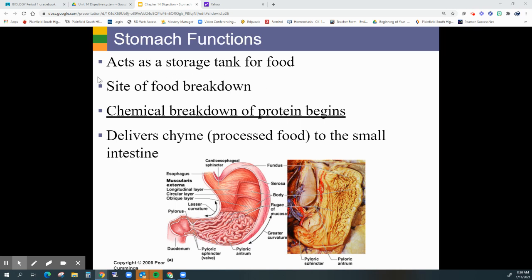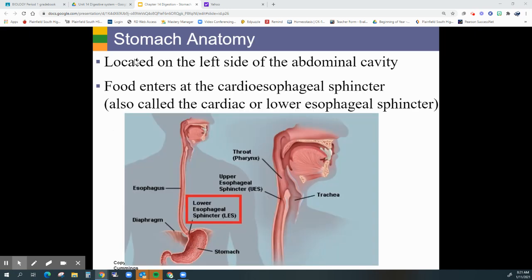And it's really for us to help break down this food. Not a lot of absorption happens in the stomach. We're mostly looking at chemical breakdown. This is where our hydrochloric acid, or stomach acid, is dumped in. What it's really trying to do is get this whole thing processed and turned into a bolus called chyme, and deliver it to the small intestine, because most of our absorption takes place in the small intestine. Okay. Stomach anatomy: it's mostly located on the left side of our abdominal cavity, just below our liver and diaphragm.